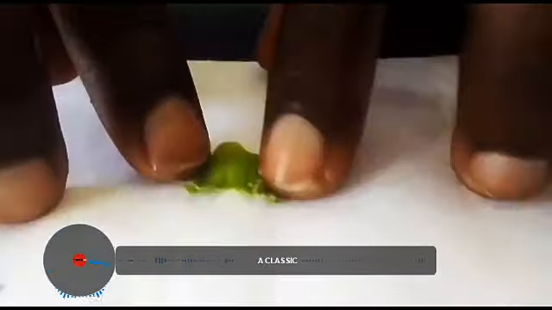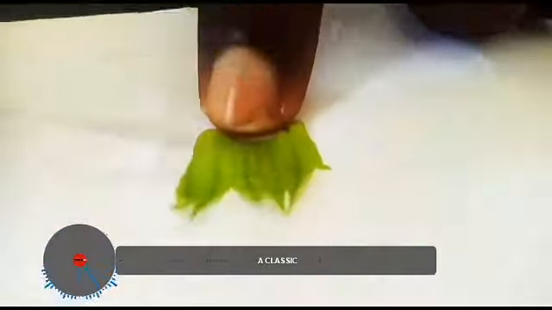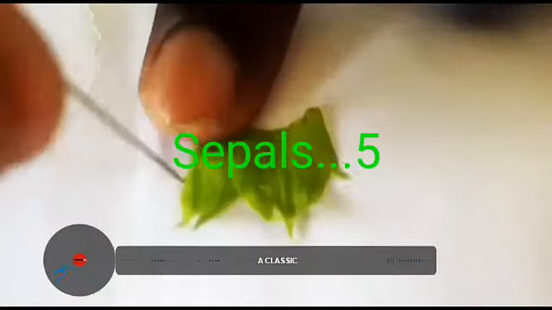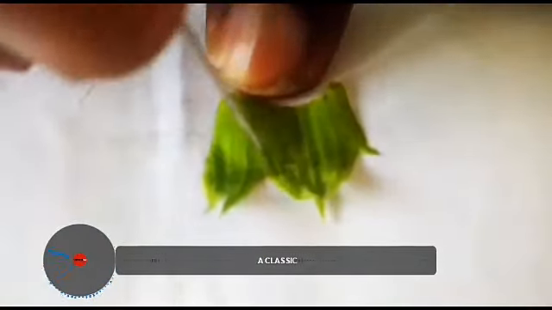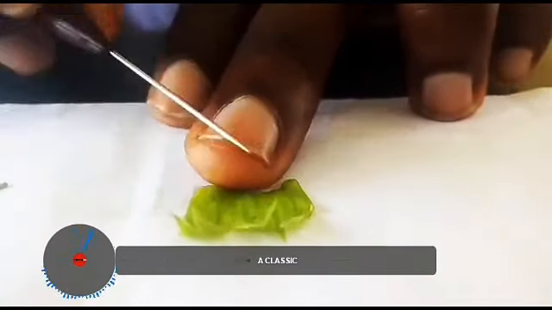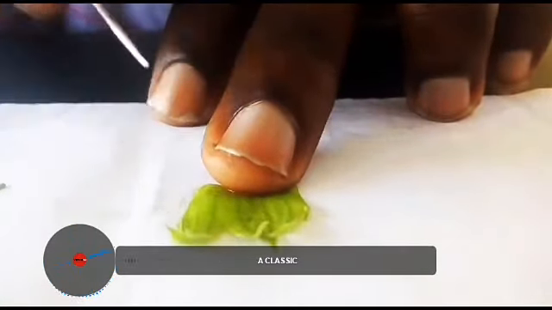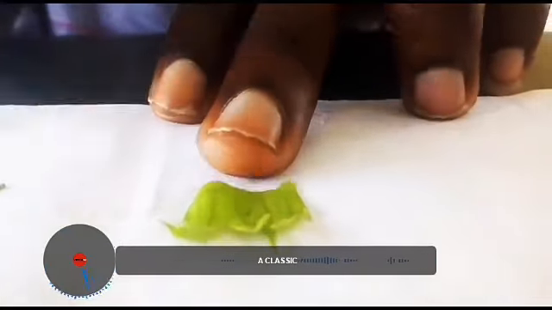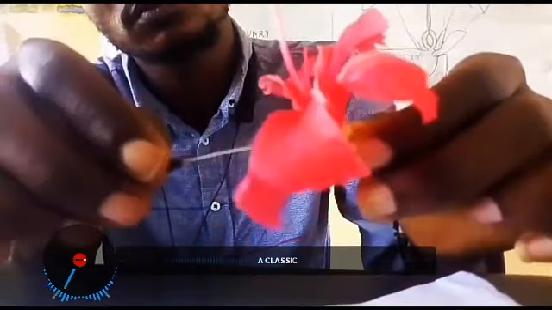Now looking at it, we have a pin on the sepals. We have the first, second, third, fourth, fifth. There are 5 sepals and they are green in color. Distinctively we have 5 sepals. Collectively they are called the calyx. There are 5 in number, and the color is green.